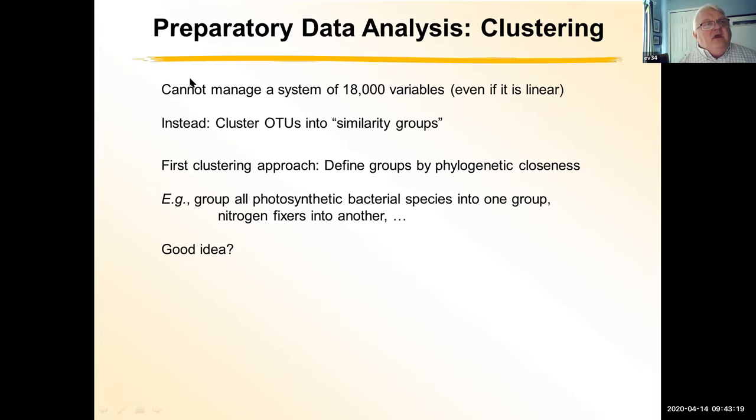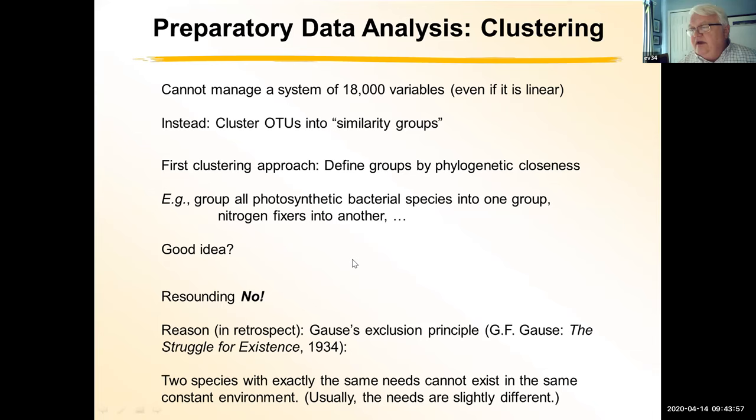So to prepare for that, even if it's linear, we cannot deal with 18,000 variables. It's just not doable. So instead we said, well, we will cluster the OTUs automatically into similarity groups. And of course, we talked with the biologists and they say, yeah, you can do that by phylogenetic relatedness or closeness. So for instance, you know, there are all these photosynthetic bacterial species, put them in one group, and then the nitrogen fixers, put them in another group, and so on, so on, so on. Was that a good idea? Absolutely not. It was a terrible idea.